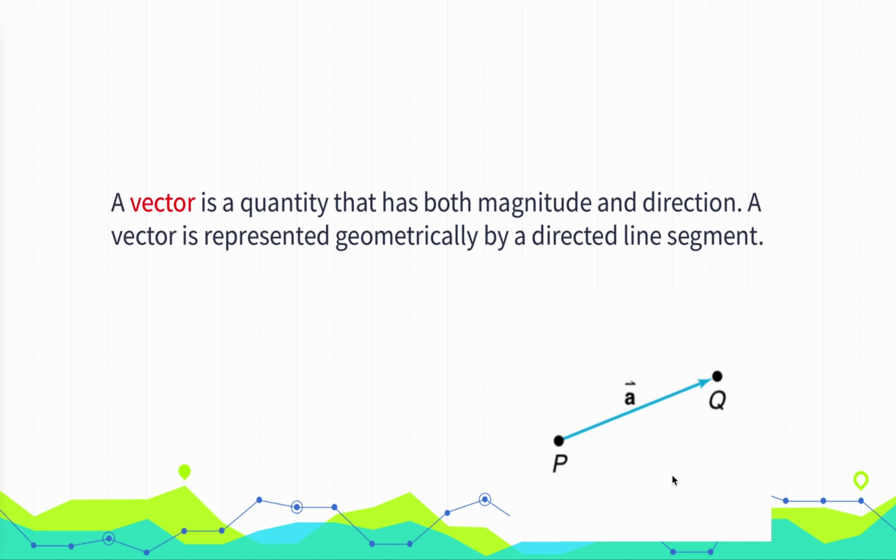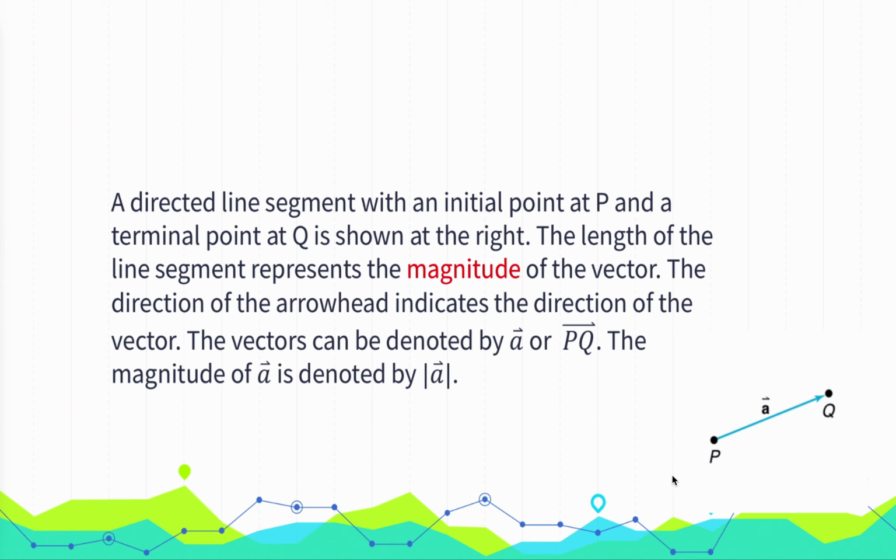A vector is represented geometrically by a directed line segment. A directed line segment with an initial point P and a terminal point Q is shown right here. The length of the line segment represents the magnitude of the vector. The direction of the arrowhead indicates the direction of the vector. We could call this vector A and write it like this, or because it goes from P to Q, we could call it vector PQ and write it like this.